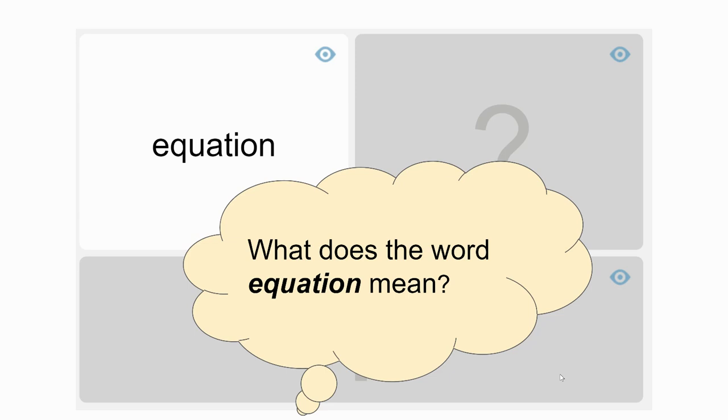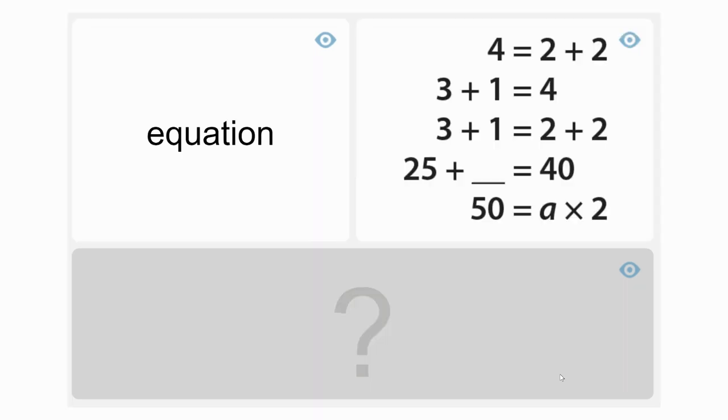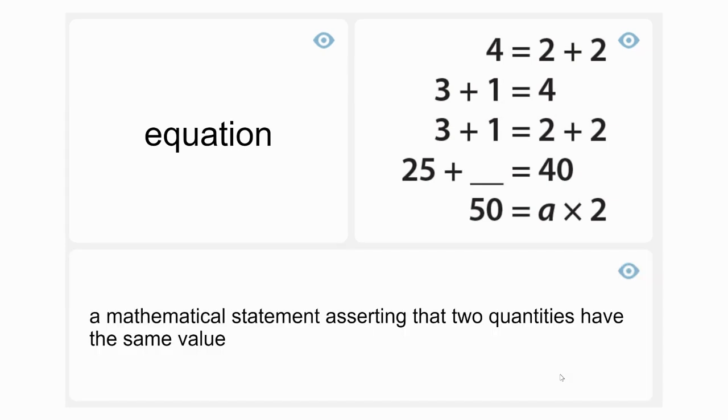First, let's talk about the word equation. What does that word mean? We've heard it. Up on the top right corner, you'll see some equations. 4 equals 2 plus 2. 3 plus 1 equals 4. 3 plus 1 equals 2 plus 2. 25 plus blank equals 40. And 50 equals A times 2. Those are all examples of equations. Let's read the definition. An equation is a mathematical statement asserting that two quantities have the same value.